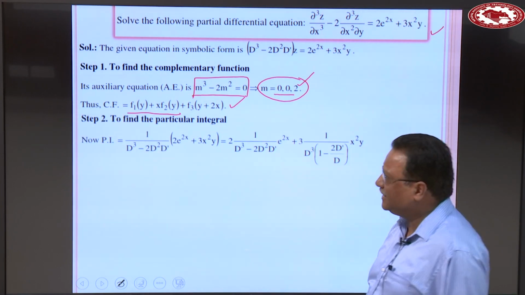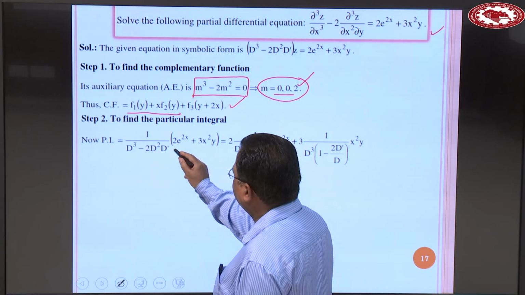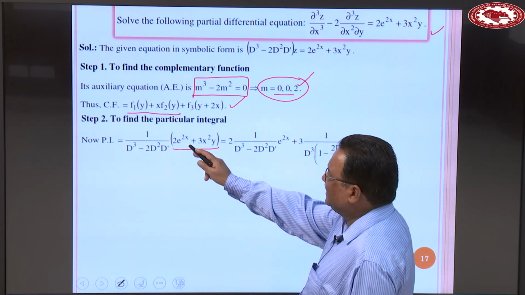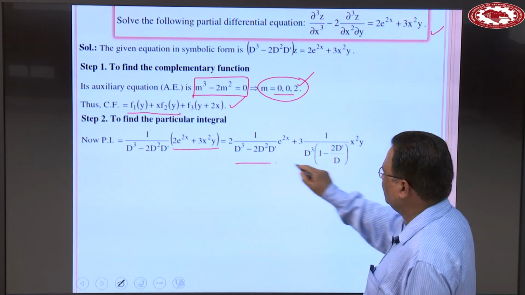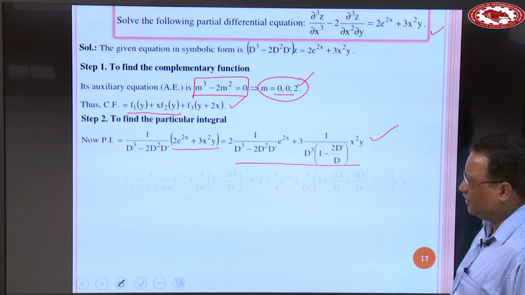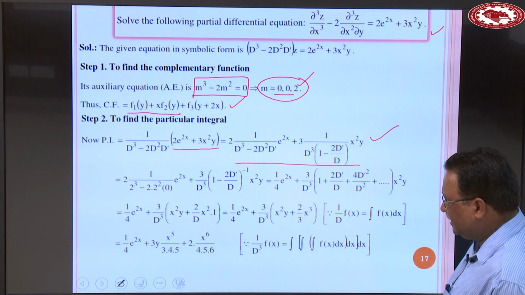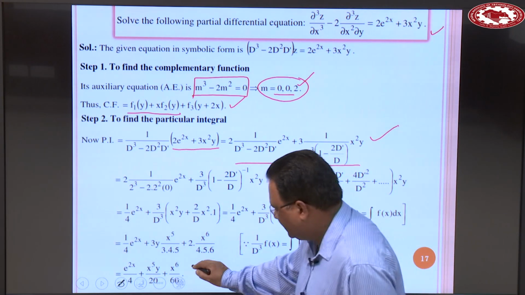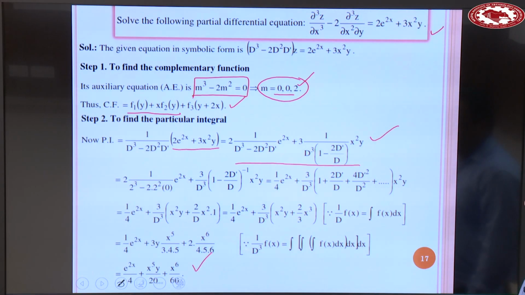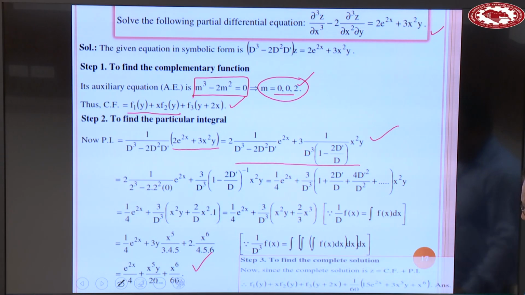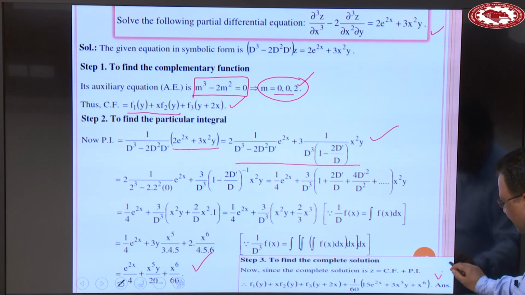Then what is the particular integral? Particular integral is 1 over (D³ minus 2D²D') of f(x,y), which is 2e raised to power 2x plus 3x²y. Okay. So separate all these things, so we get this result. And now solve this whole process. Finally you will get this particular integral. Okay. So when this one is a particular integral, then what is the solution? Solution can be written as complementary function plus particular integral, and that one is the solution.